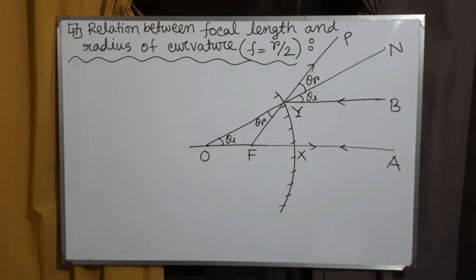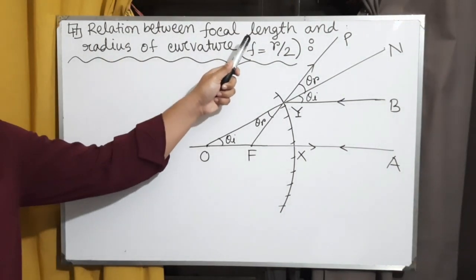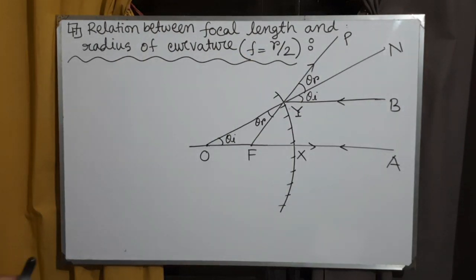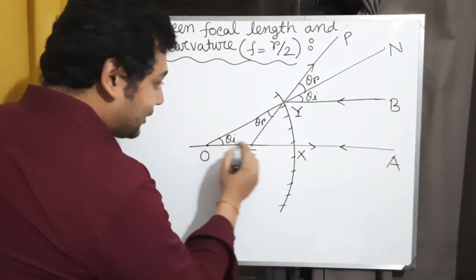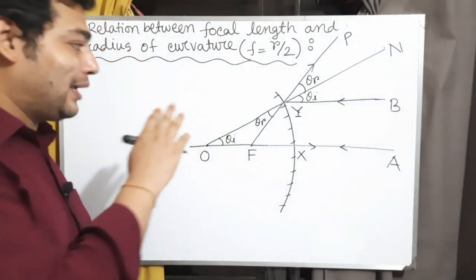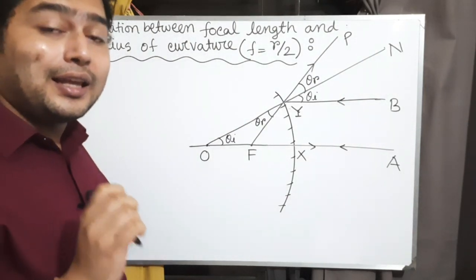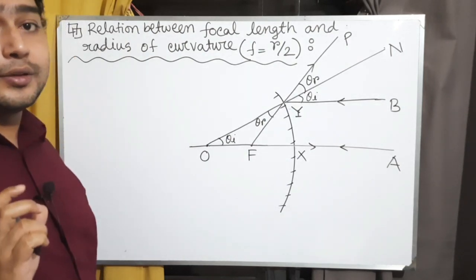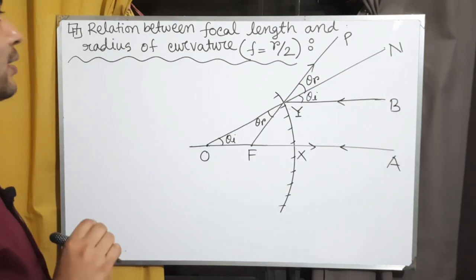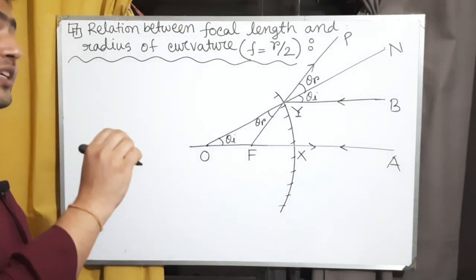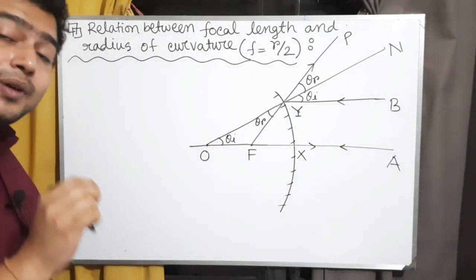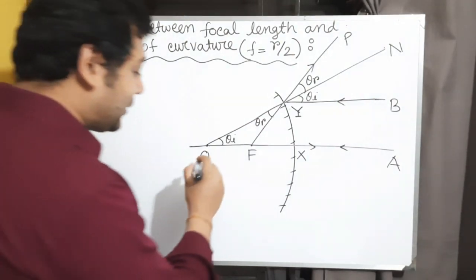In our next topic, we will discuss the relation between focal length and radius of curvature. According to the figure, all the lengths for a mirror we will measure from the pole of the mirror. Suppose focal length we will measure from the pole of the mirror, and radius of curvature we will also measure from the pole of the mirror.